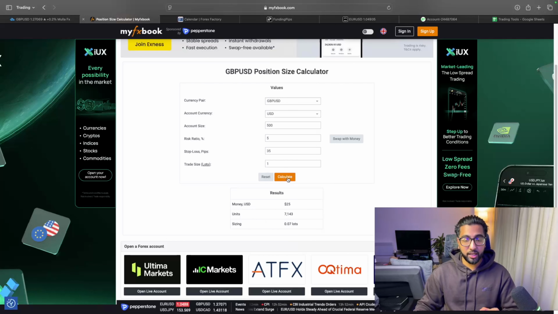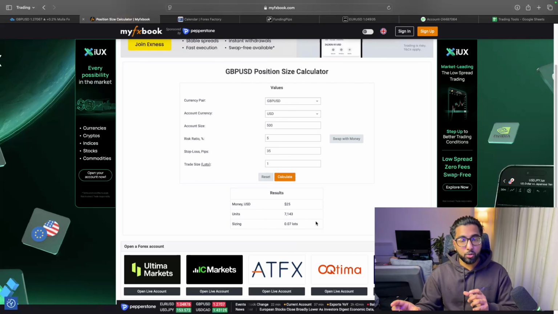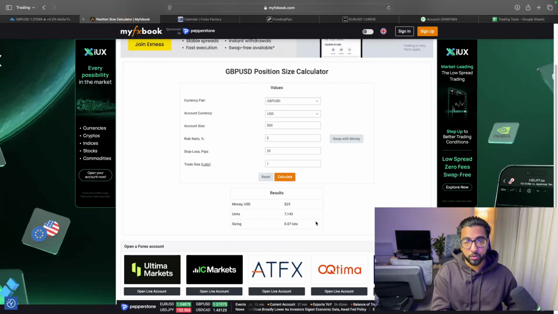And then we calculate, and you can now see the risk is completely the same risk. We're never going to change the risk. What's different is our lot size. And this time, instead of it being 0.25, it's now 0.07.